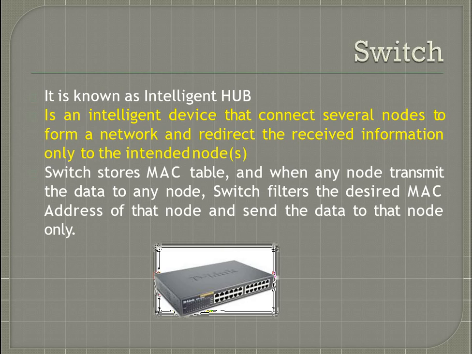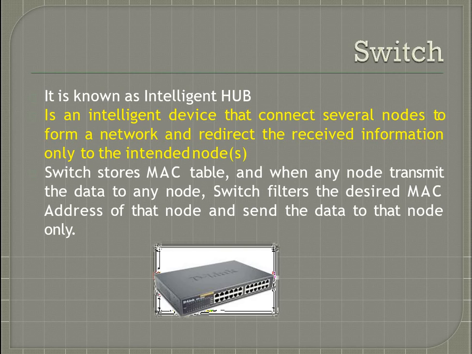The next one is the switch. A switch is known as an intelligent hub. A switch is an intelligent device that connects several nodes to form a network, and it redirects the received information only to the intended node, the particular node that has to receive it. That's why it is known as an intelligent device. A switch is used to interconnect computers or devices on a network. It filters and forwards data packets across the network.